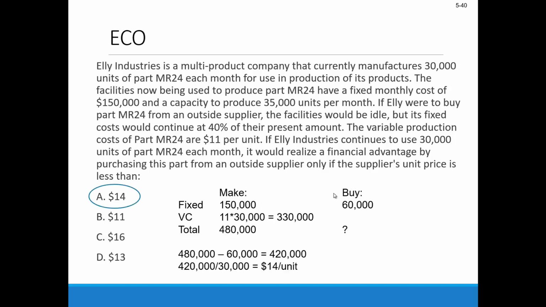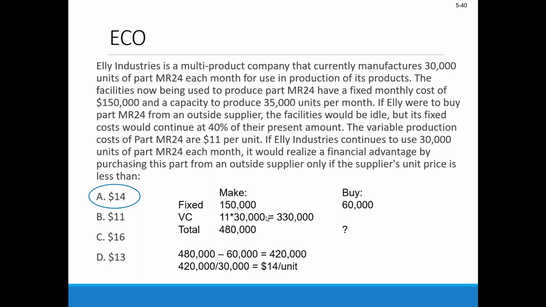So our answer there is $14. Again, we can lay this out side by side if we'd like to kind of think about the difference. Under the make scenario, we had the fixed cost of $150,000. Under the buy scenario, 40% of those were remaining, so $60,000 in total. Under the make scenario, we had the $11 per unit variable cost of production times the 30,000 units, for 330,000 total dollars. There's a total of 480,000.